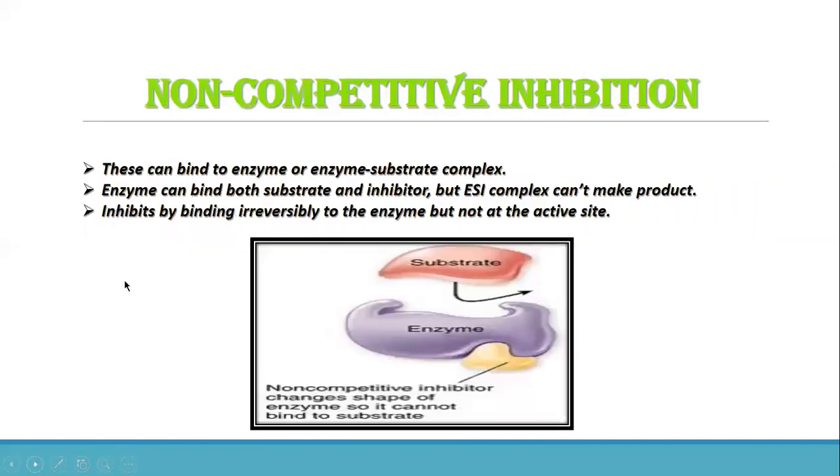Non-competitive inhibition. These inhibitors can bind to the enzyme or the enzyme-substrate complex. The enzyme can bind both substrate and inhibitor, but the enzyme-substrate-inhibitor complex cannot make product. It inhibits by binding reversibly to the enzyme but not at the active site.